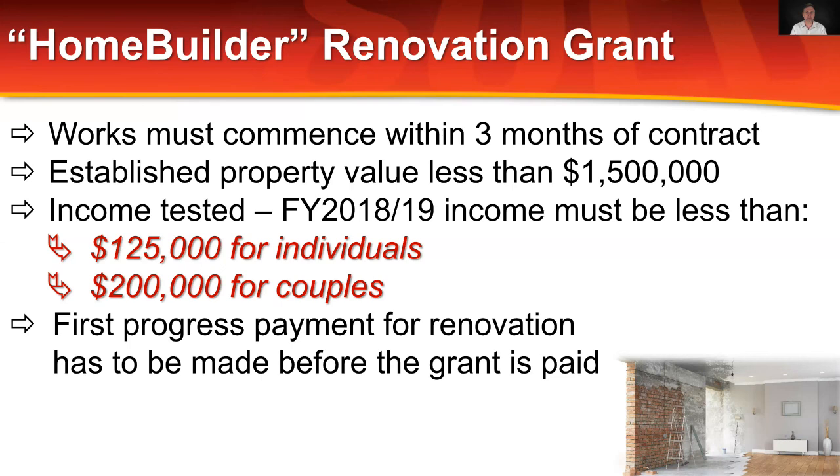The value of the property has to be less than $1.5 million, and you've got to spend between $150,000 and $750,000. If you earn more than $200,000 as a family, you can't use the grant. If you earn more than $125,000 as an individual, you can't use the grant. So it's really got quite dramatic limitations and is definitely not for everybody. And the primary objective of it is to serve trade, to serve builders. If you get builders engaged, they will get trades engaged.